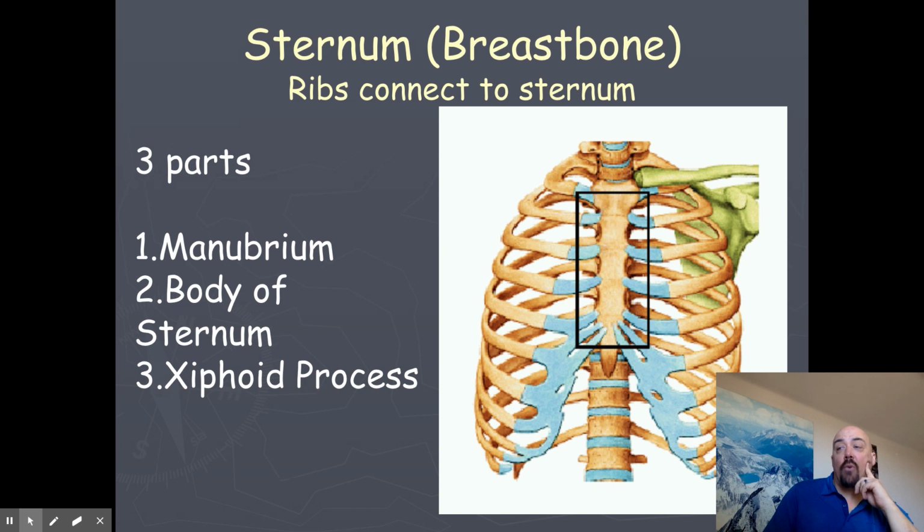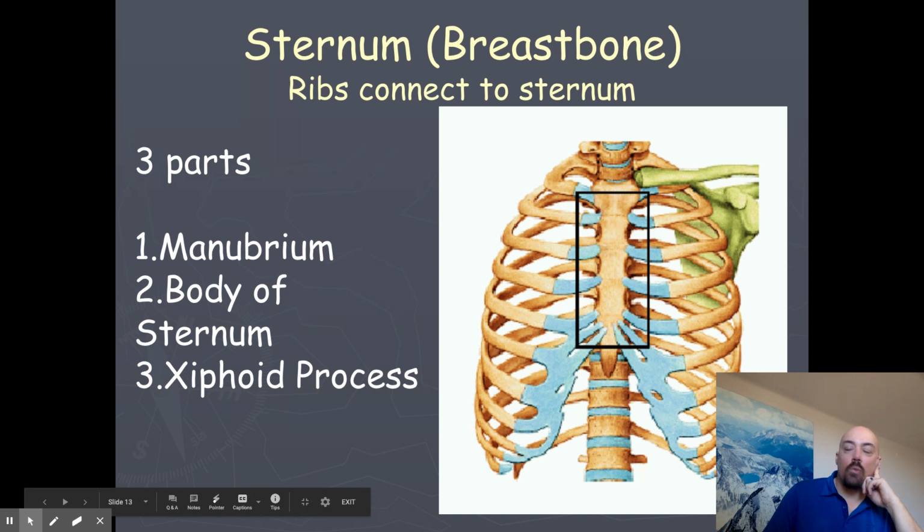And then the xiphoid process is this last little part down here. No ribs attached to this. Starts with an X, but it sounds like a Z. It's called the xiphoid process. And you can feel that. Feel right at the bottom of your sternum. You'll feel a little bump there. This is your xiphoid process. This is where a lot of your abdominal muscles attach to your ribs and to your xiphoid process. So it's there for muscle attachment.